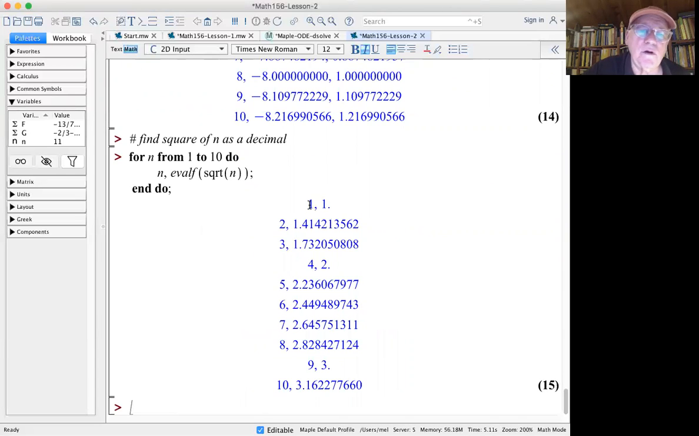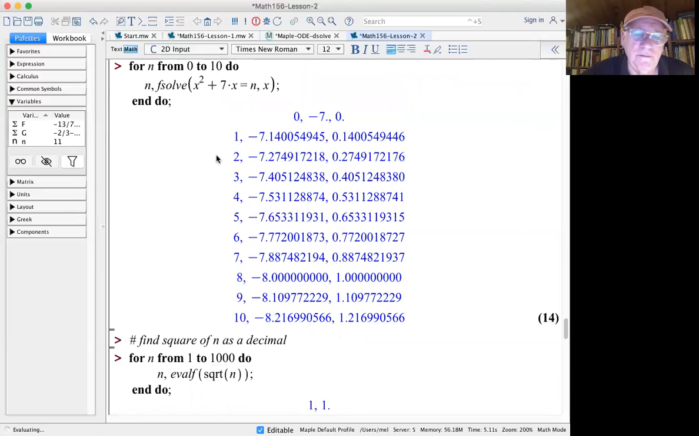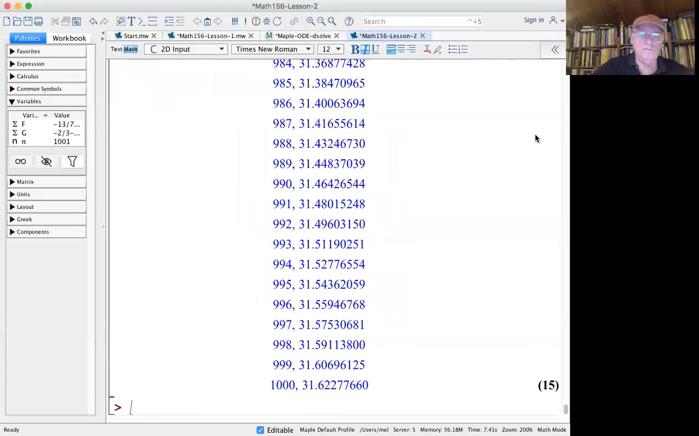So square root of 1 is 1. Square root of 2 is 1.4. Square root of 3 is 1.7. Square root of 4 is 2, and so forth. It's pretty good. If I wanted to go up to 1,000, I'm just making my computer work a little bit harder. This computer is slow, so it's taking a bit of time. There we go.